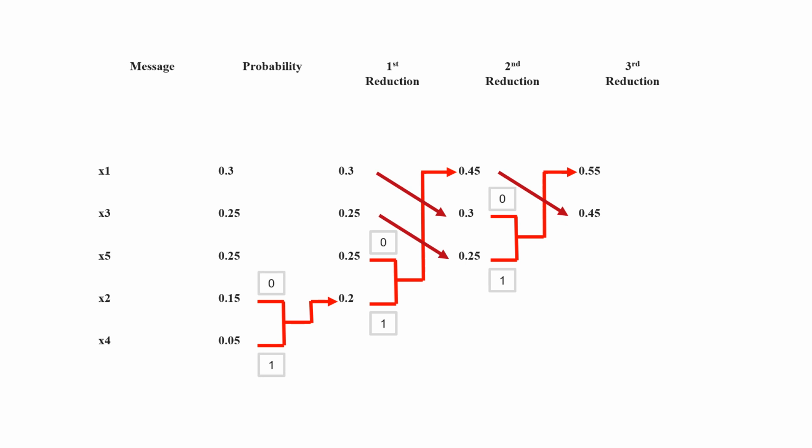Now we are left with only two options. So we are assigning 0 here and 1 here. So as per the procedure, when we are ending with the last list with only these probabilities, we can stop our assignment here. Now we have to find out the code words for x1, x3, x5, x2 and x4 by tracing the flow.